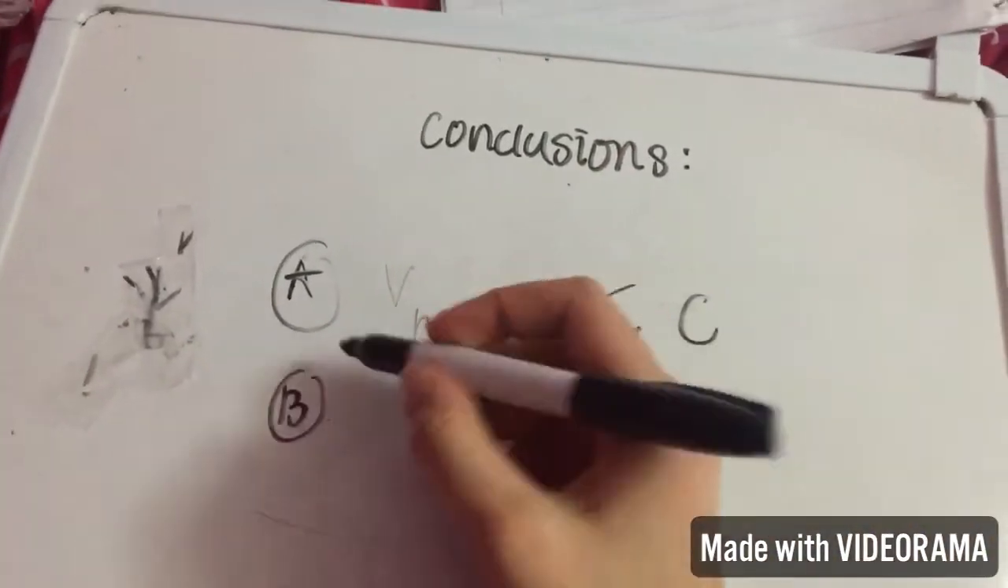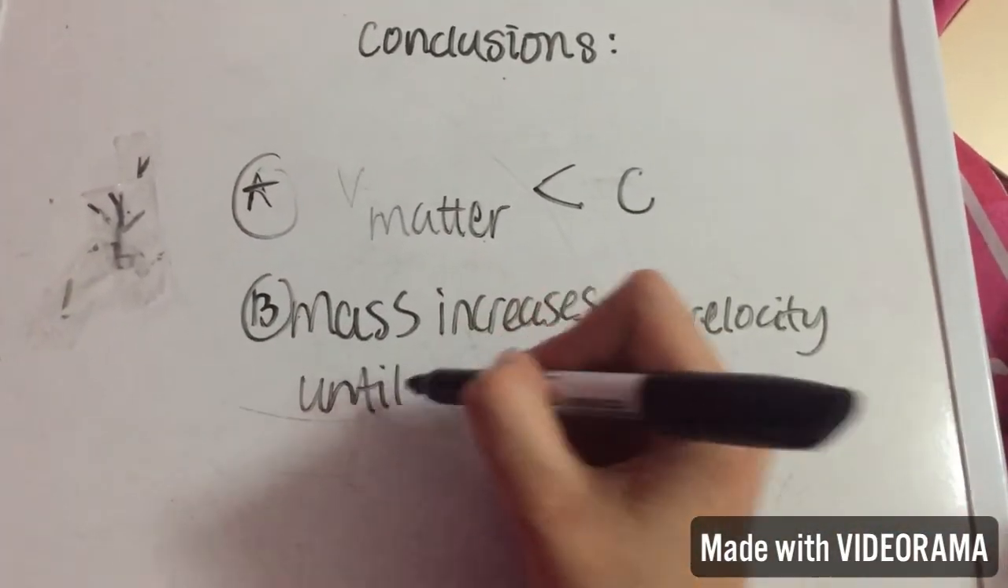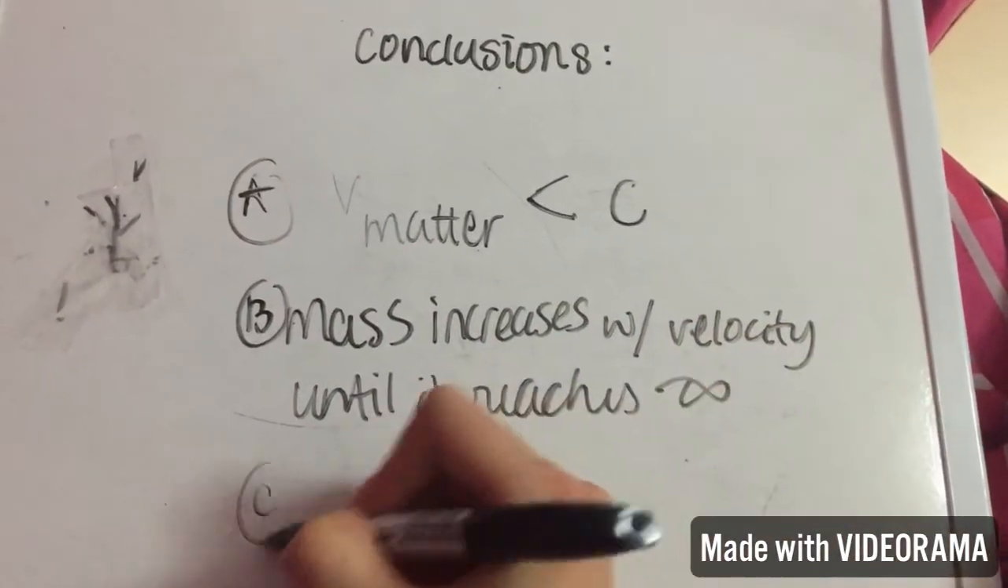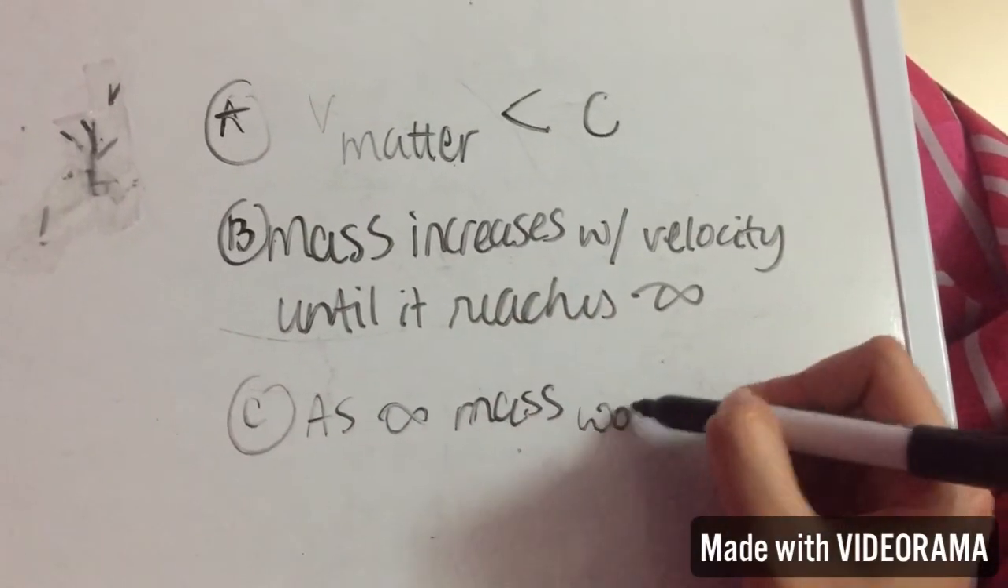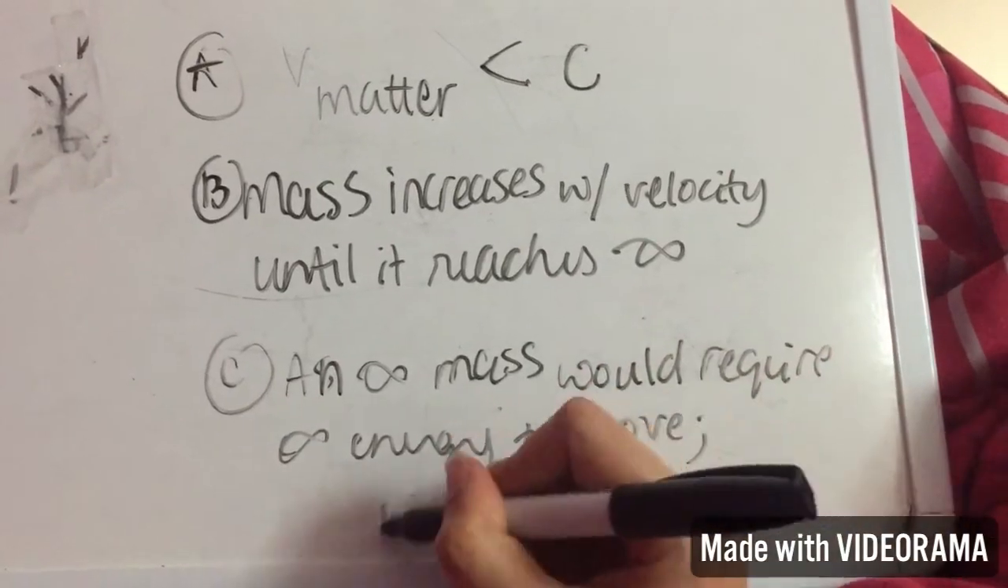Some conclusions: matter cannot travel faster than light. Mass increases with the velocity until it reaches infinite. This is when c is achieved. And as an infinite mass would require infinite energy to move, which is theoretically impossible.